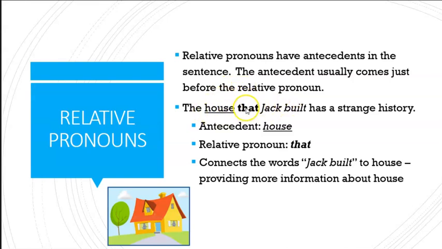So when we say that Jack built, this is what we would call a subordinate clause because it has a subject and a verb. It's being connected with our relative pronoun that. The whole thing is telling us about house. The job of that is to connect the words Jack built to the word house.